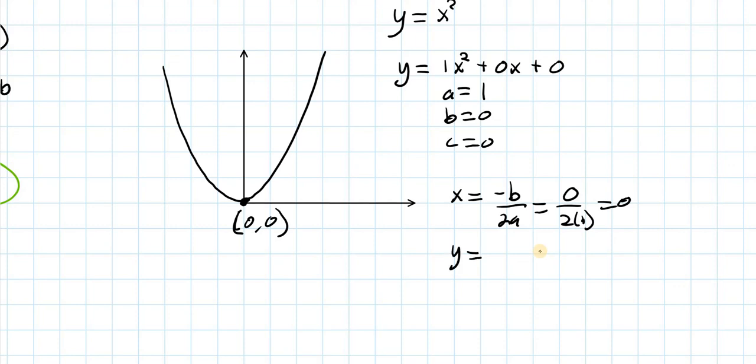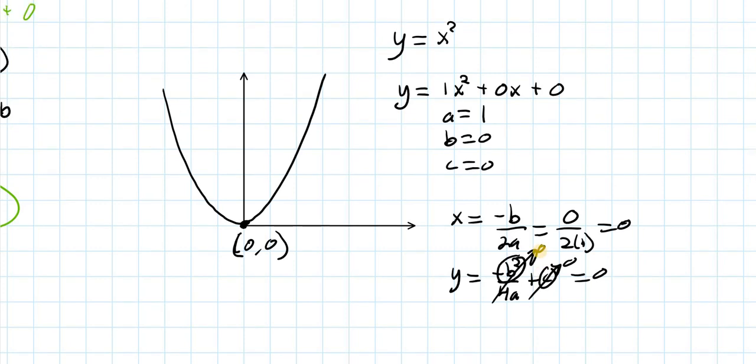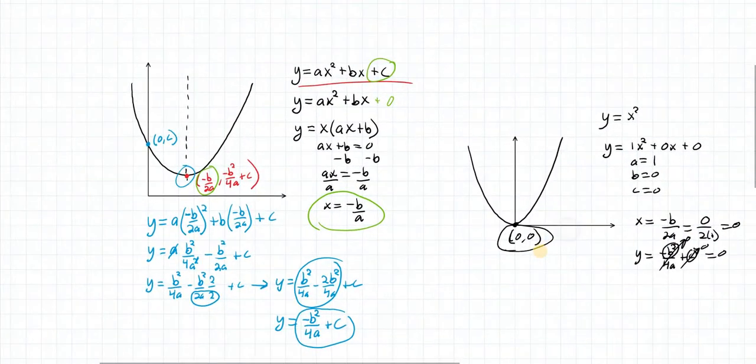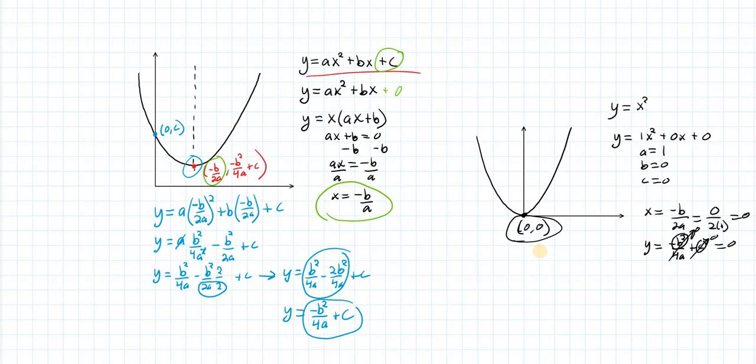Our y coordinate is at negative b squared over 4a plus c. And again, we have b and c equal to 0, so both of these terms are going to go to 0, and this is just going to equal 0. So in the case where y equals x squared, we have both coordinates going to 0, and that's what we would expect. You can try this out on your own with any parabola and verify by plotting it that your answer is correct.